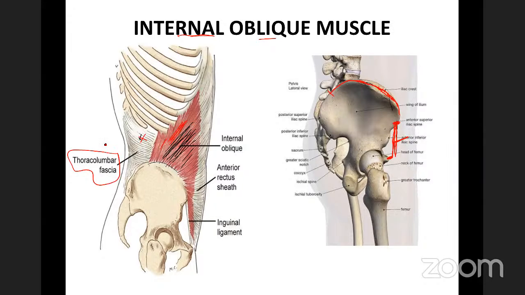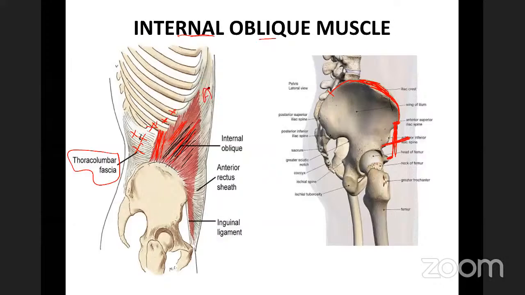So what are the three origins of the internal oblique muscle? It arises from the lateral two-thirds of the inguinal ligament, from the intermediate area on the ventral segment of the iliac crest, and from the thoracolumbar fascia. After taking its origin, the posterior most fibers go and insert into the lower three or lower four ribs. Now, what happens to the rest of the fibers? The rest of the fibers pass upwards and medially, and they become aponeurotic. Very important point here.